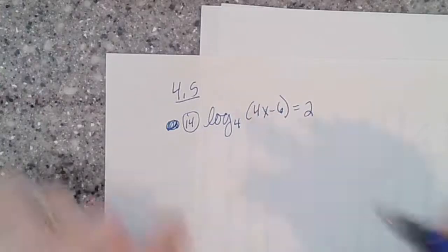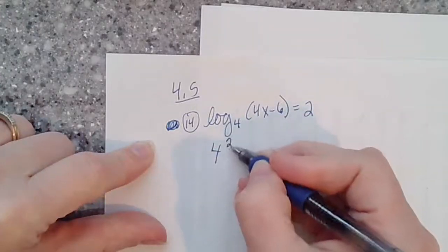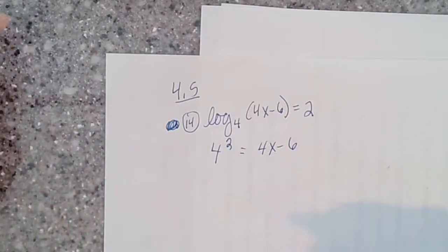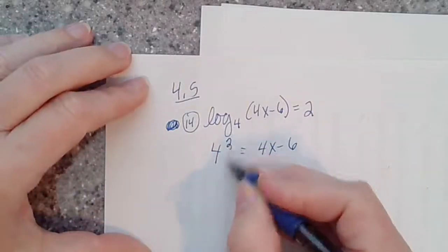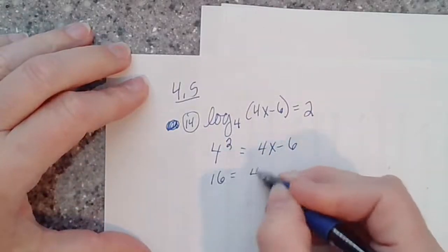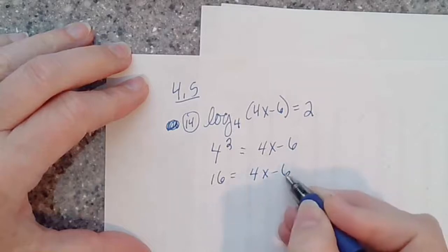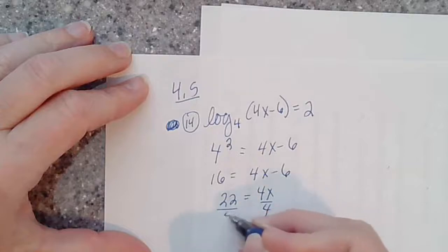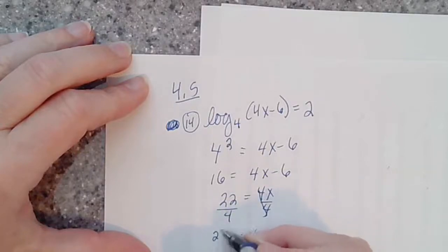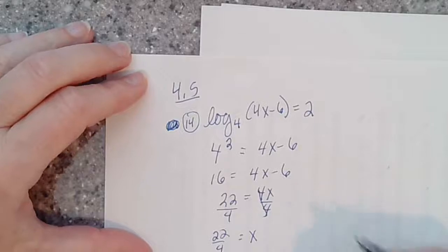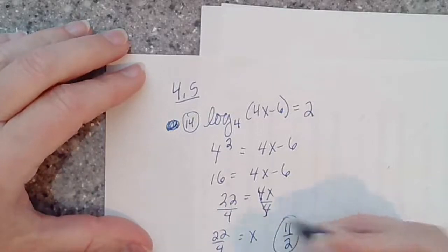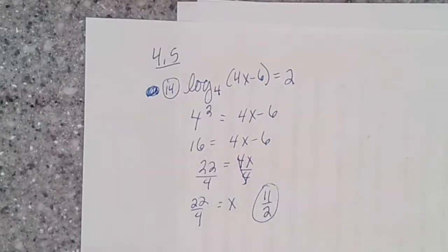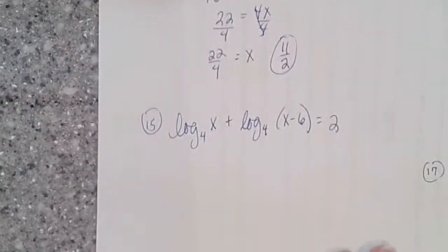So out of log form, we would write this as base 4 raised to the second equals 4x minus 6. And then we can do some old algebra. So 4 to the second is 16. And so we have a linear equation here to solve. Move the 6 across, which makes that 22. Divide by 4, and our answer is 22/4. I'd probably make it 11 over 2, reduce your fraction, but leave it in proper form.